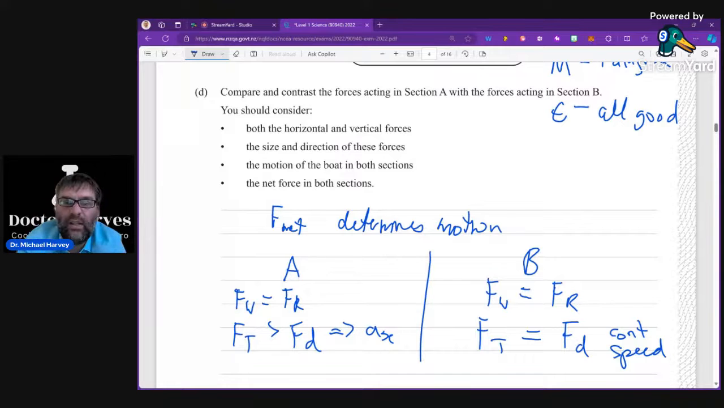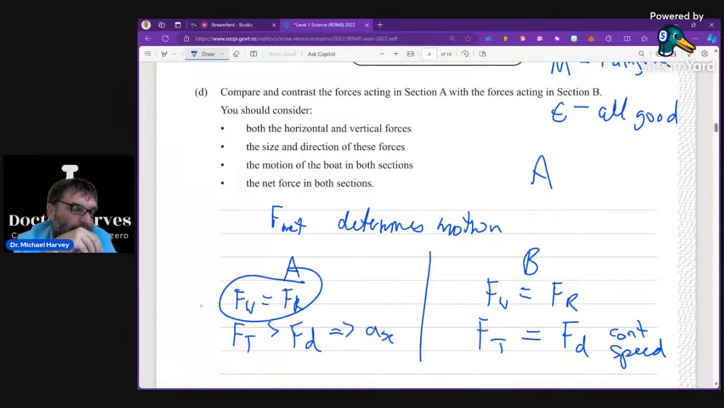Okay, so for Achieved, you're essentially looking at the idea that balanced forces means the motion is constant, or that because the thrust force is greater than the drag force, you're going to get acceleration. That will be an Achieved, either or. So it's an or statement. To get Merit, you have to have both.